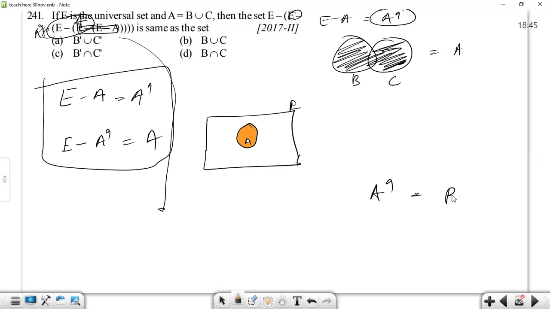What was A? B union C, right? So B union C complement. It is De Morgan's law to write it like this. Any doubts? No doubt, sir. C should be the correct option.